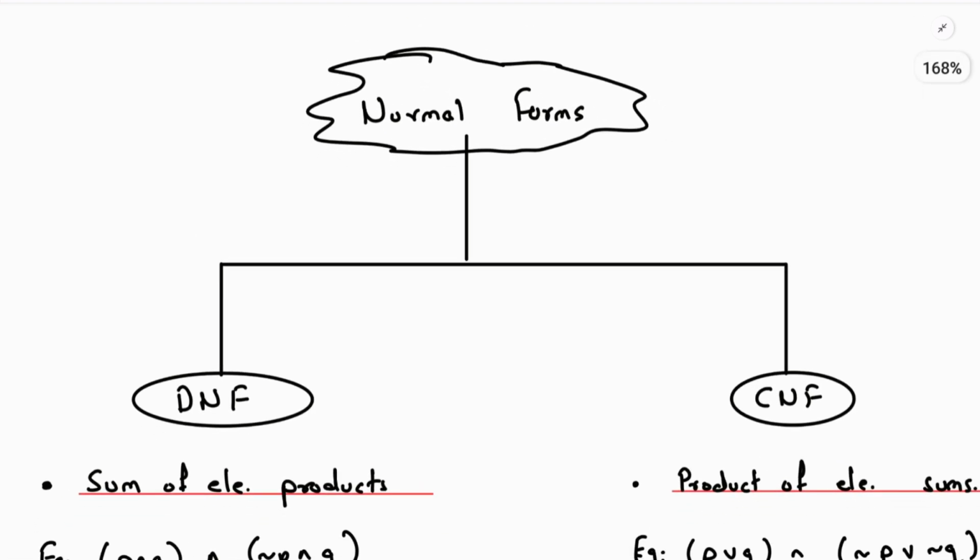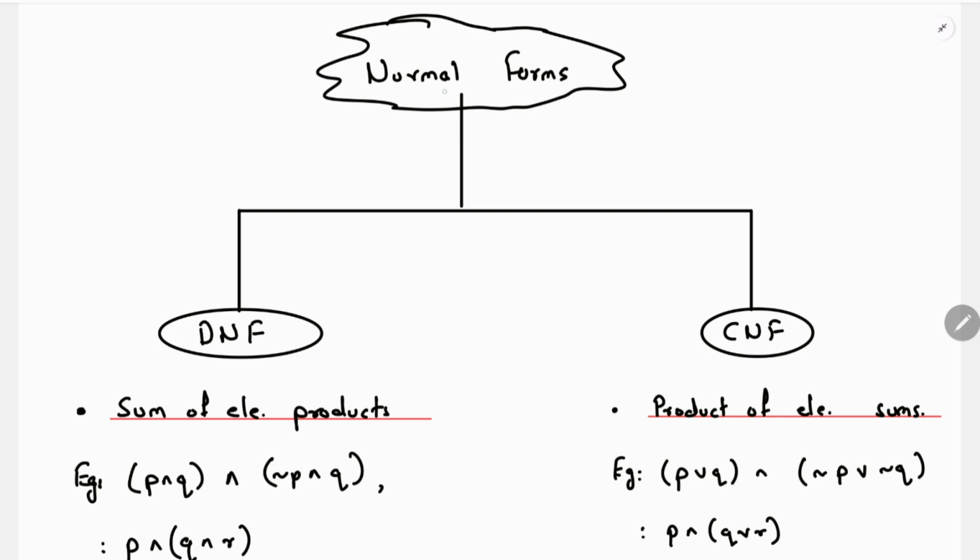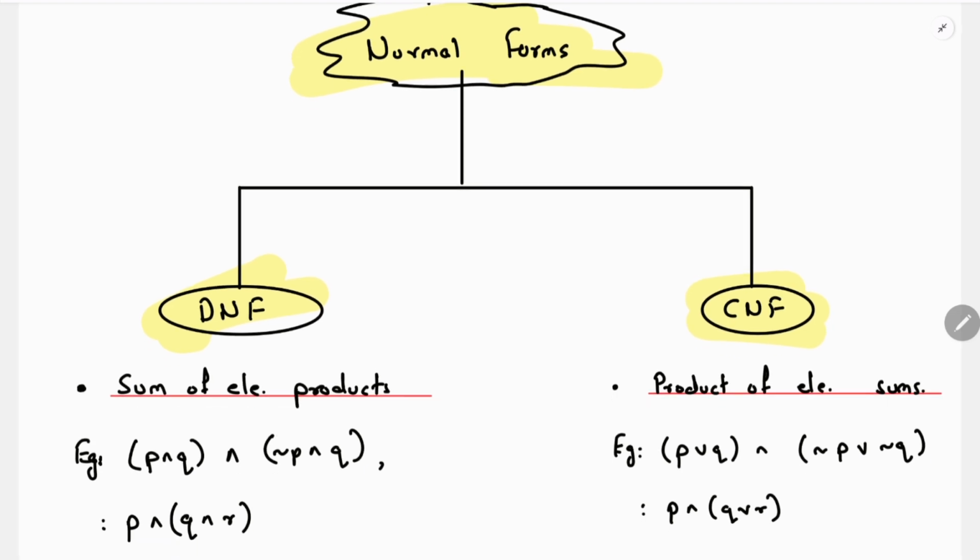And here we are seeing normal forms. We know that there are two types of normal form, DNF and CNF. DNF, as we know by the name, is disjunctive normal form. What is the definition? A sum of elementary products. This is the variable, and this is the sum. In this we can see that the variables are connected by AND, and here also the variables are connected by AND.